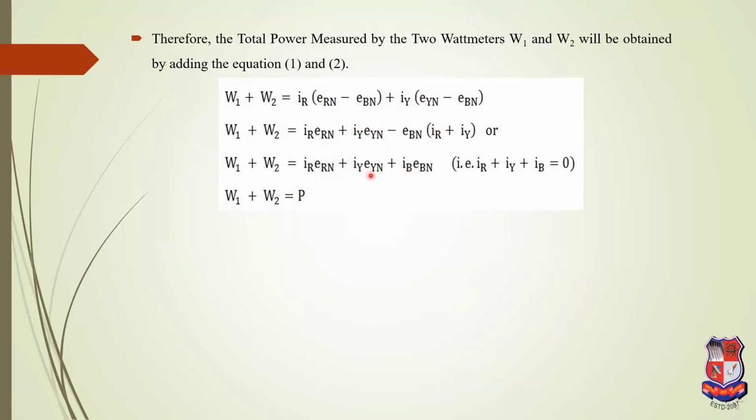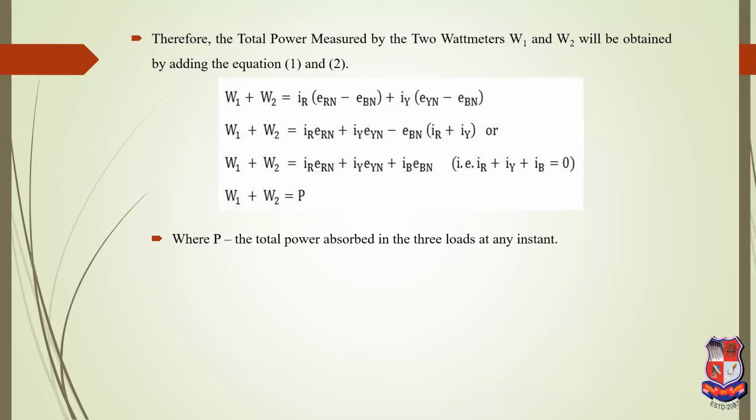And this is the equation for the power of a three-phase system. Therefore, W1 plus W2 gives the total power. So in a three-phase system, using 2 wattmeters, we can measure the three-phase power, where capital P is the total power absorbed in the three-phase load.